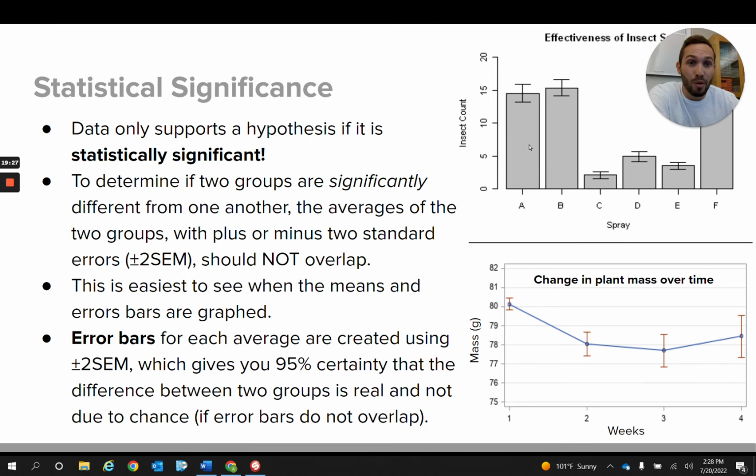Ultimately, it really means spray A and spray B have the same effect. The difference that you see is not real. It's not meaningful, so you're just going to pretend there is no difference. They have the same effect.